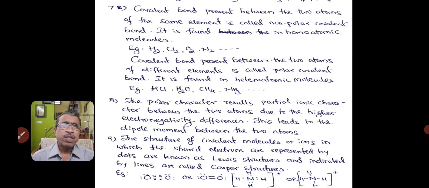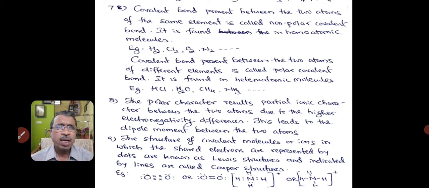Covalent bond present between the two atoms of the same element is called non-polar covalent bond. It is found in homoatomic molecules like hydrogen, chlorine, oxygen, nitrogen, etc. Covalent bond present between the two atoms of different elements is called polar covalent bond. It is found in heteroatomic molecules like HCl, H2O, CH4, NH3 and so on.